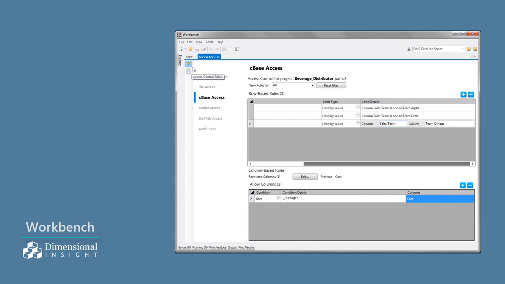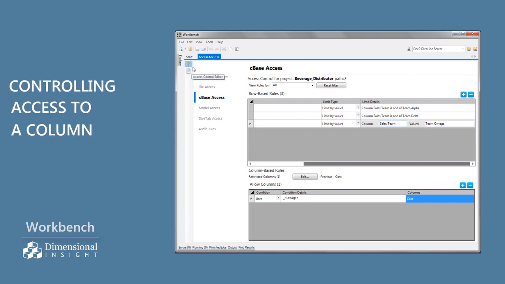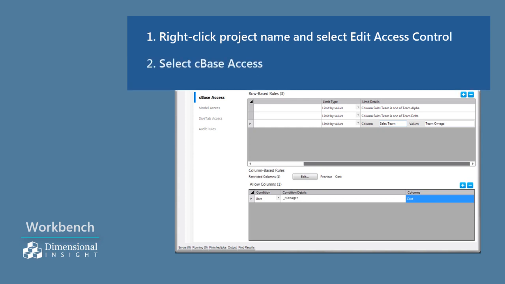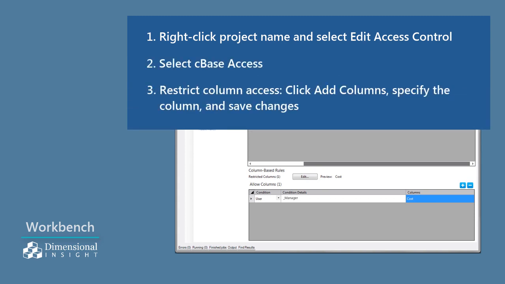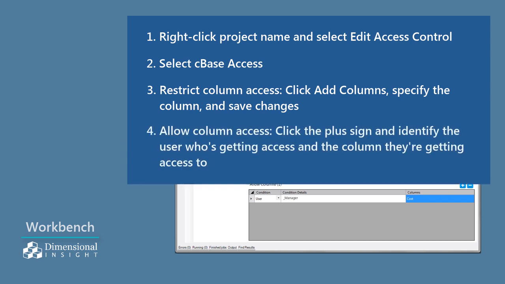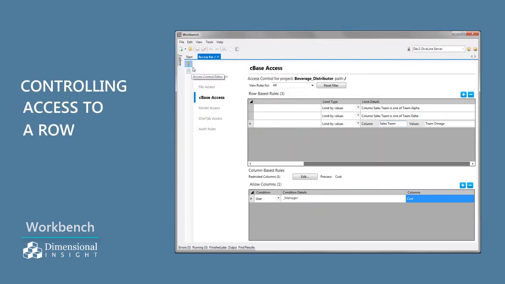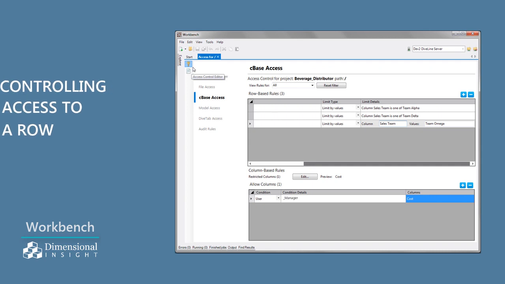So that's how you control access to specific columns and rows in a cBase. If you're controlling access to a column, you right-click the name of the project and select Edit Access Control, select cBase Access, restrict access to the column by clicking Add Columns, specifying the column and saving your changes, allow access to the column by clicking the plus sign in the column-based rules section and specifying the user or group to which you want to restore access, and the name of the column you want them to have access to, and select File Save.